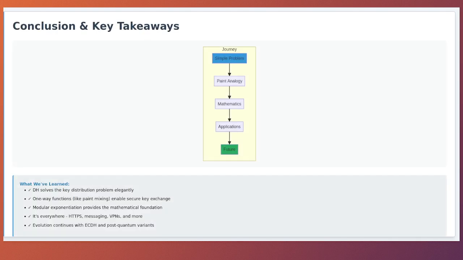Conclusion and future outlook. As we wrap up our journey through the world of Diffie Hellman key exchange, let's reflect on what we've learned and look toward the future of secure communication. We started with a simple question: how can two people create a shared secret, even when everyone can see their communication? Through the paint mixing analogy, we saw how one-way functions, easy to compute in one direction but hard to reverse, provide the answer. We then dove into the actual mathematics, seeing how modular exponentiation creates this one-way property in practice.